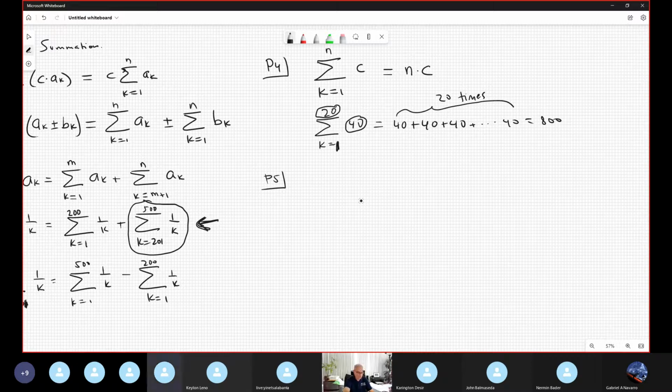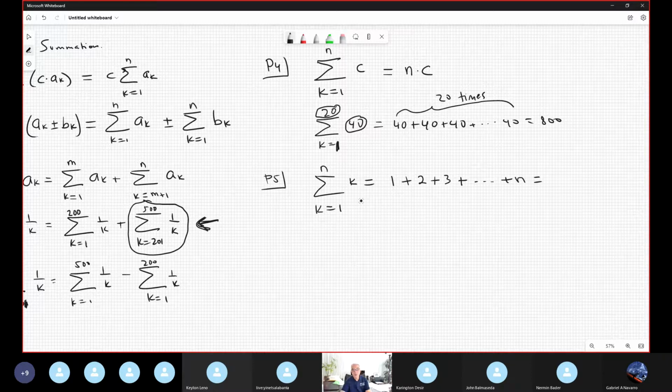Yes. Okay. Suppose another property, number 5, the most important property for me. Summation k equal 1 to n of k. It's like 1 plus 2 plus 3 plus up to n. It's the addition of the first n natural numbers. So what's the formula for doing that?